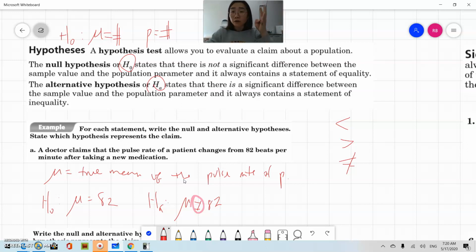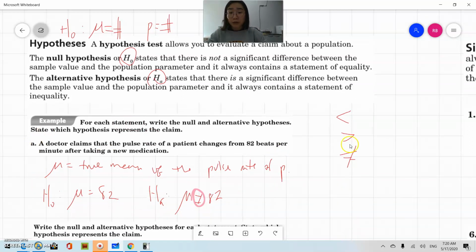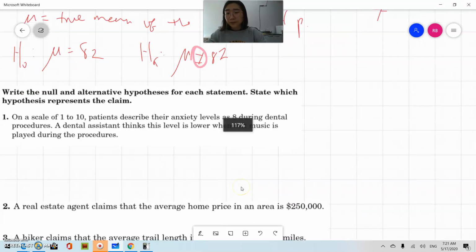So if you read the question and you feel like someone is claiming something is more or less than, still write the null hypothesis as some number equal to something, and then change your alternative hypothesis based on what you're reading. The very first thing you need to do is define the variable that you're writing, okay? So let's look at number 1 and look at another example here.